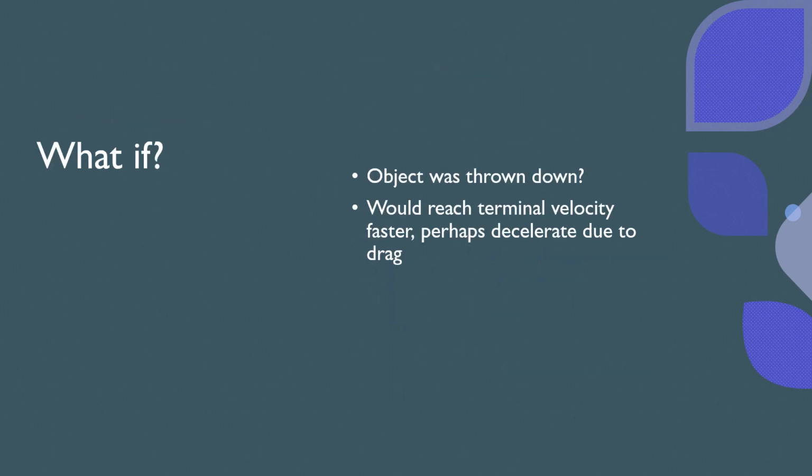And then some what ifs. What if the object was thrown? So it would theoretically have reached terminal velocity faster if the object was thrown down, but then it might decelerate based on the drag pushing against it, and then holding it at that terminal velocity.